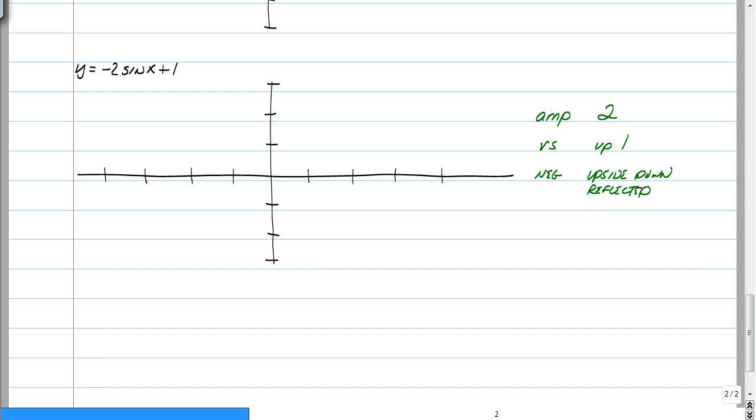So what's going to happen is this. We're still going to start with our node line. I like starting with the node line. It helps. So we are going to shift up 1. So here is your node. That's the first thing you should do, is plot your vertical shift. And then our amplitude is 2. So the amplitude means 2 above the node is your top and 2 below the node is your bottom.